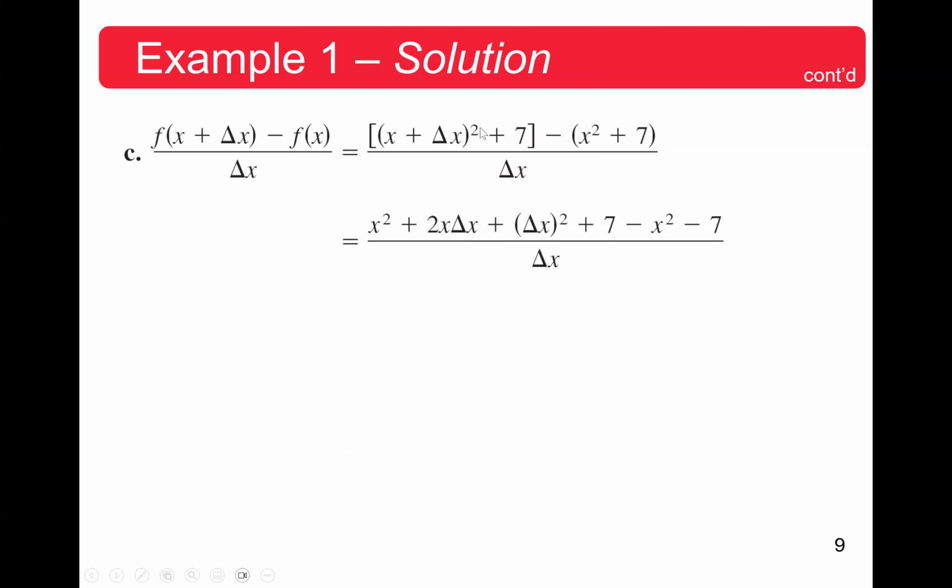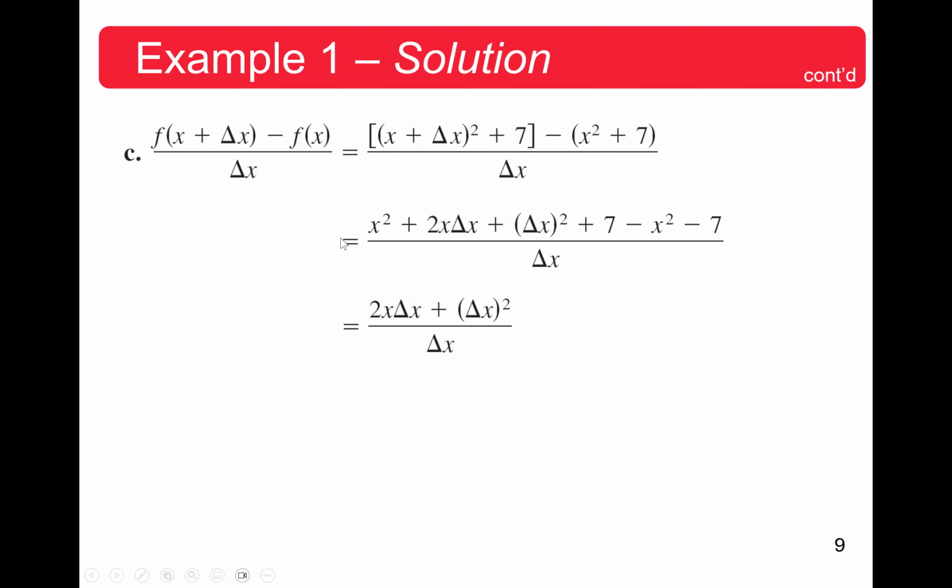So from here, we can solve this expression. We open the parentheses here, so we get x squared plus 2x dx plus dx squared, which is the perfect square formula, plus 7. And here we have minus x squared, and a minus times a positive 7 also gives us minus 7. So we have minus x squared minus 7. Now let's see if we can cancel or combine something.